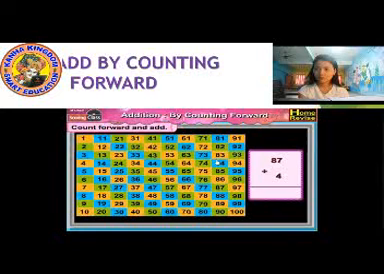87 plus 4. 87 plus 4 is equal to 88, 89, 90, 91. So 87 plus 4 is equal to 91.